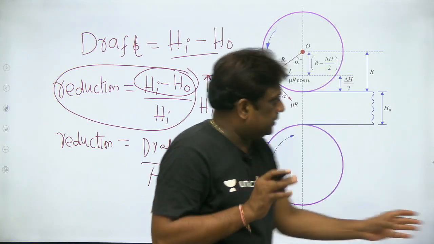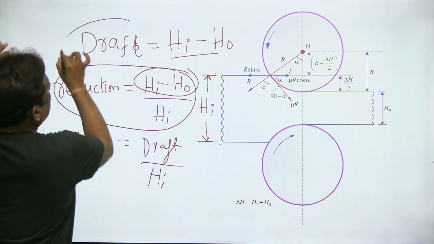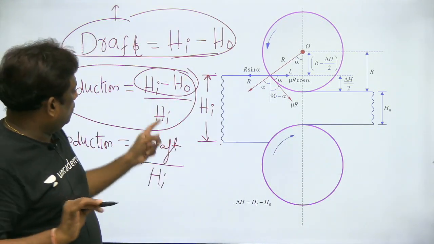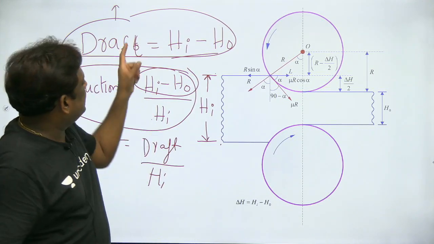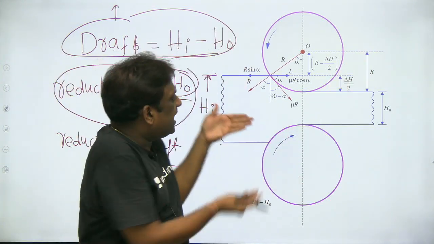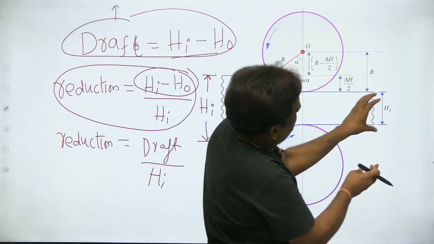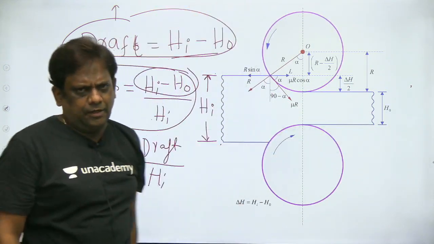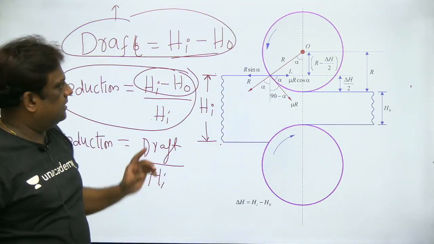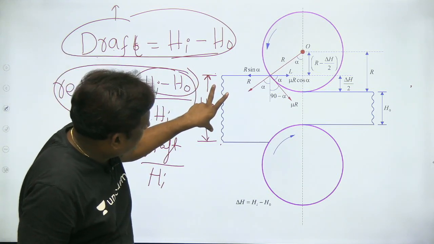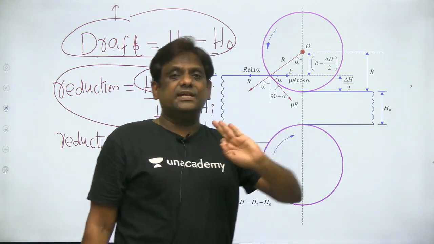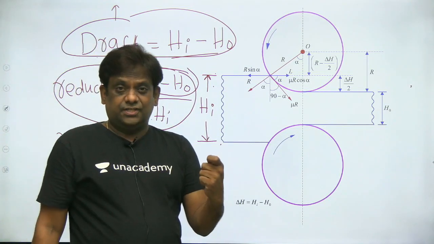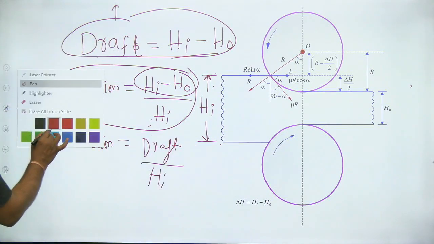Please note down that this is the reduction. Draft is nothing but reduction in thickness. When you express it in percentage, you have to go with initial. This is the reduction in one pass. After one pass, we can have any number of further passes in other rollers. Tandem rolling and all those we'll see later on. So draft is original thickness minus final thickness, and reduction is expressed with respect to initial. Okay, fine.